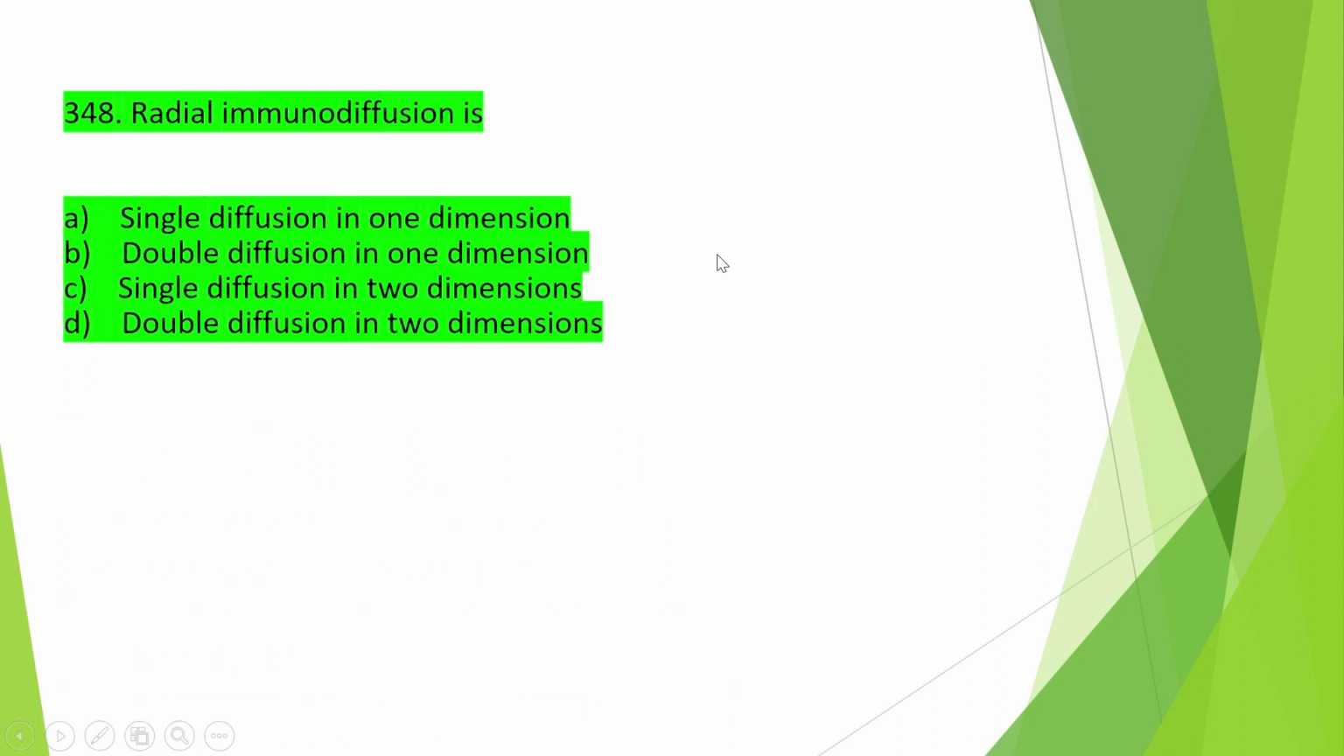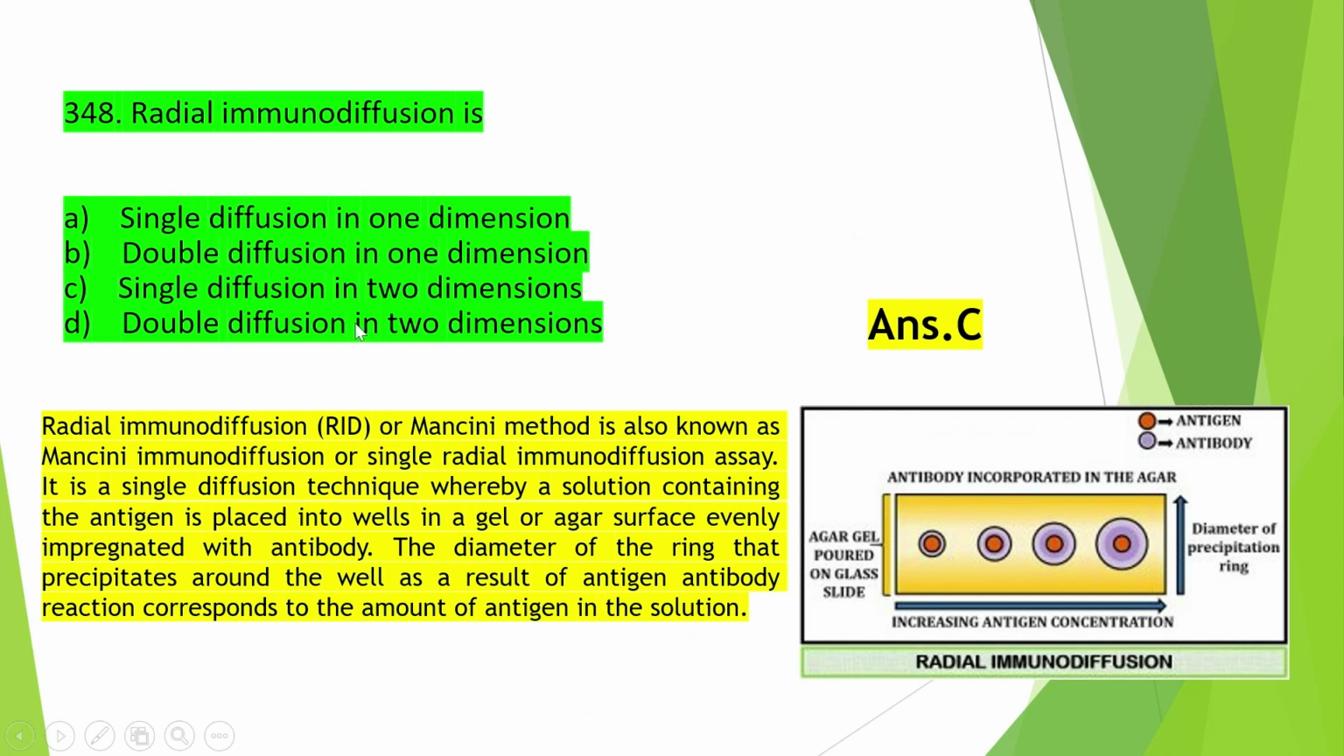Okay, so move on to the next one: radial immunodiffusion is single diffusion in one dimension, double diffusion in one dimension, single diffusion in two dimensions, or double diffusion in two dimensions. So radial immunodiffusion is option C, that is a single diffusion in two dimensions. So radial immunodiffusion, or Mancini's method, is also known as Mancini's immunodiffusion or single radial immunodiffusion assay.